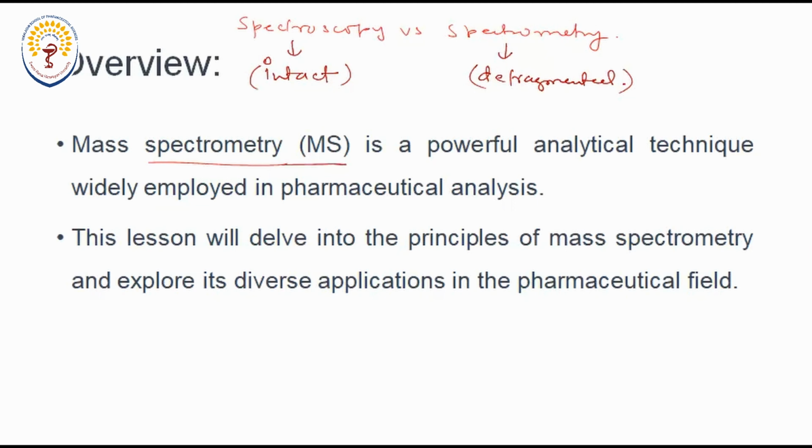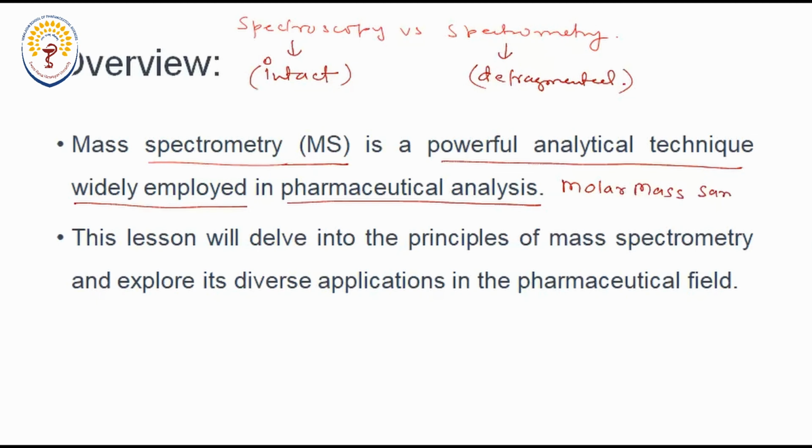So mass spectrometry is an extremely powerful analytical technique. It gives us the direct result. It is very widely used in pharmaceutical analysis, particularly where research is going on. This method is used for detecting the molecular mass, or you can say the molar mass of the sample. The molecular weight of the organic compound can be identified. So in this lesson we will study mass spectrometry and explore its application in the pharmaceutical field.